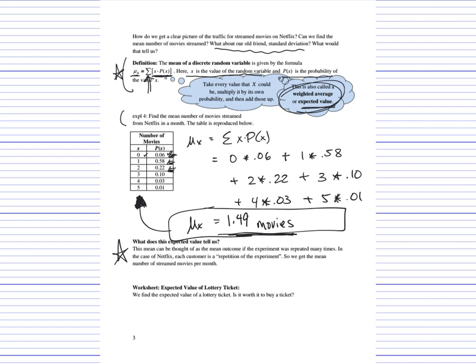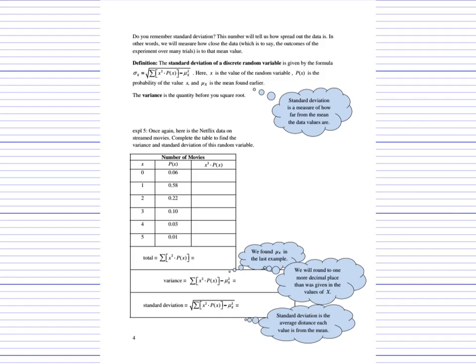Well, it basically tells us the number of streamed movies per month on average, or the mean number, right? This is a neat little worksheet, expected value of a lottery ticket. We won't be doing it, but it's a neat little worksheet on STL Math if you're interested. And if you do any of these worksheets and you need some help talking about it, you know where to find me.